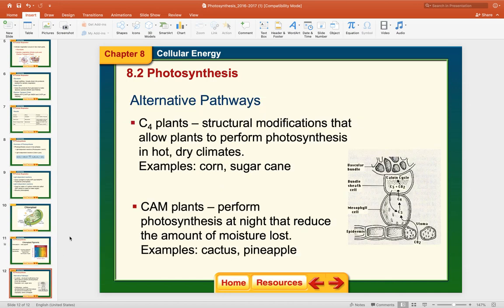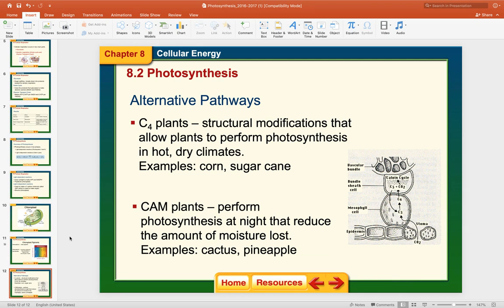And then the last part of photosynthesis is that not all plants are going to have water that's readily available. So we have different types of plants that adopt different types of pathways. We have a C4 plant like corn and sugarcane that have structural modifications that are able to perform photosynthesis in hot and arid climates.